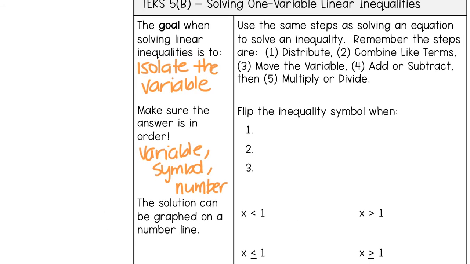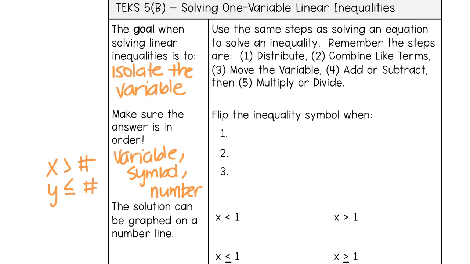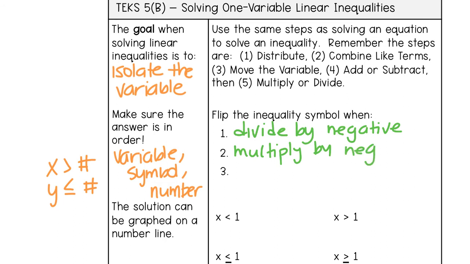So what that means is like x is greater than a number. Y is less than or equal to a number. So variable, symbol, number. Be careful with that symbol because sometimes it'll flip. So it'll start off being less than, but we need to flip it over to be a greater than. There's 3 different situations. So if you divide by a negative number, when you multiply by a negative number, or when you switch the order.